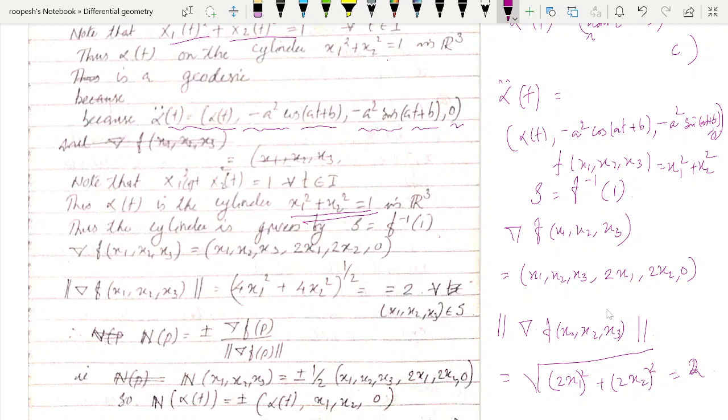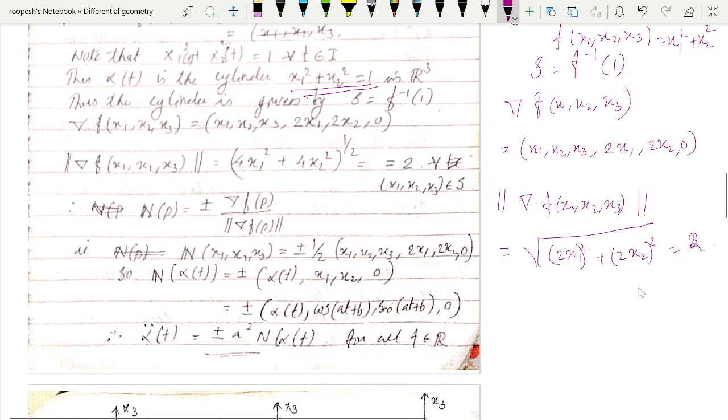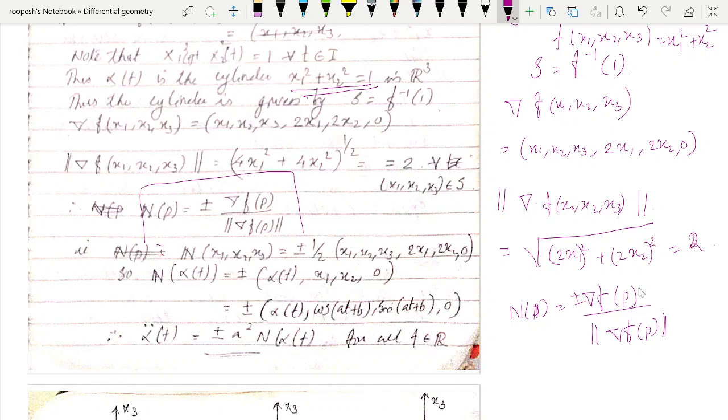So norm of del f of p we have found out. Now what is normal? Normal is defined as n of p is equal to plus or minus del f of p by norm of del f of p. Now we are having these two things, so you can easily calculate your normal. So n of x1, x2, x3 equal to plus or minus 1 by 2 into x1, x2, x3, 2x1, 2x2, 0. So we have calculated your normal.